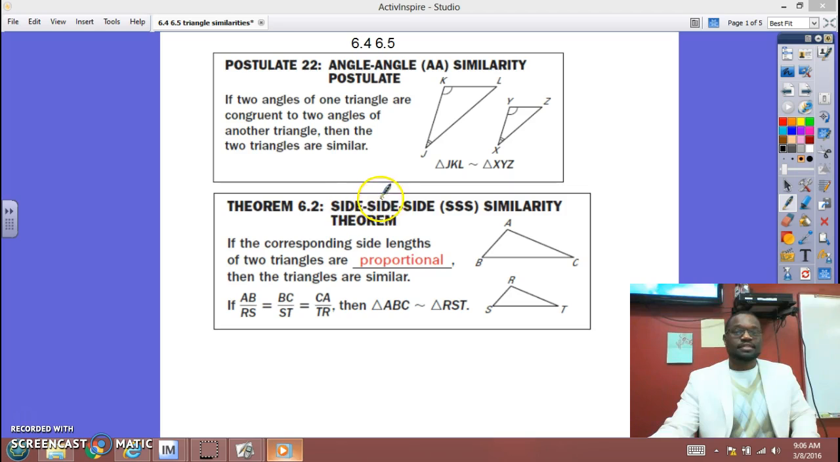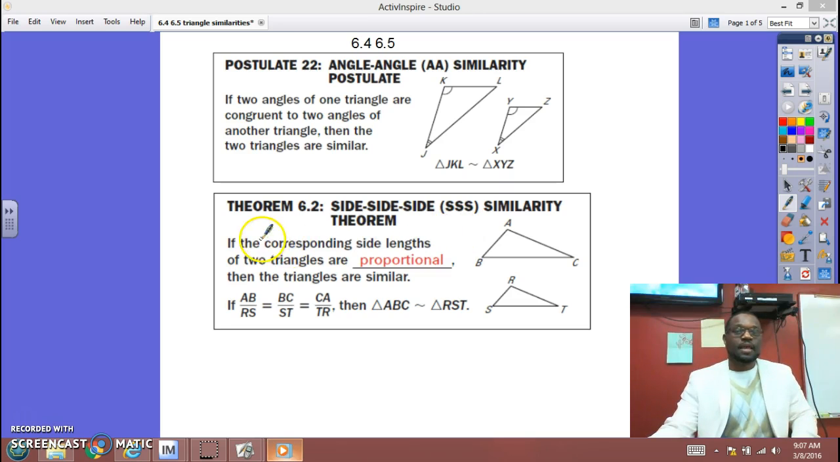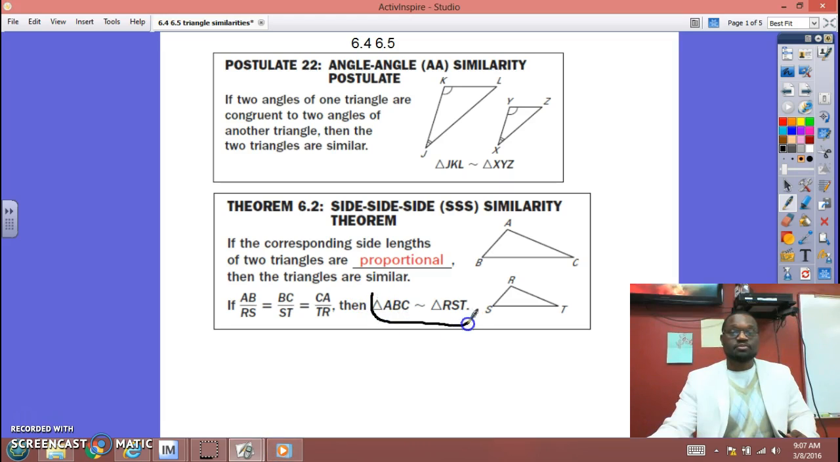And this theorem says, using side-side-side similarity, which is different from side-side-side congruency, if the corresponding side lengths of two triangles are proportional, then the triangles are similar. So what we have here is AB over RS, and BC over ST, and CA over TR. If those are proportional, meaning once you set them up like this, they're all equal when you simplify, then you could say that they are similar. Remember, this is a similarity statement. Triangle ABC is similar to triangle RST.